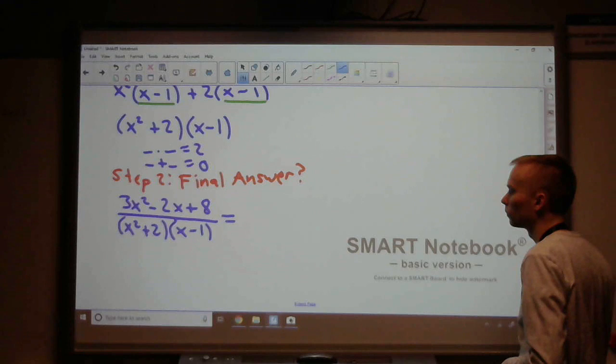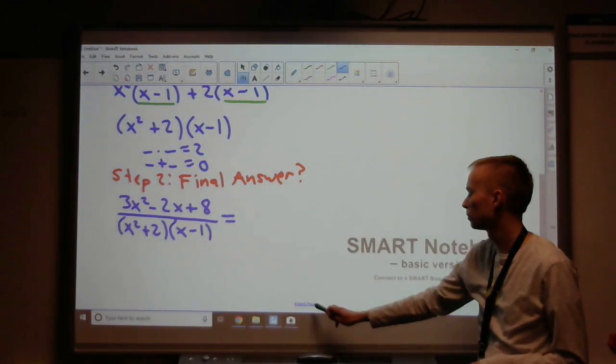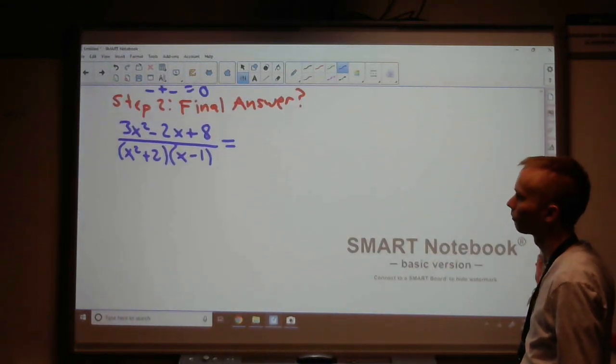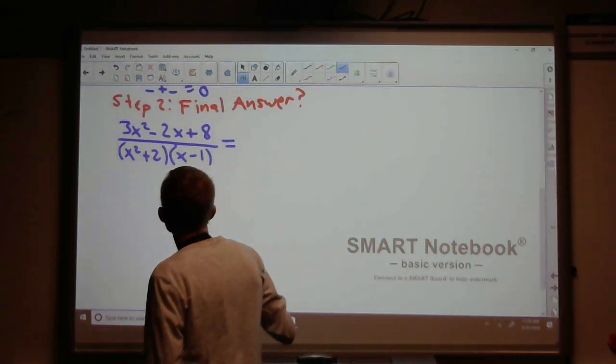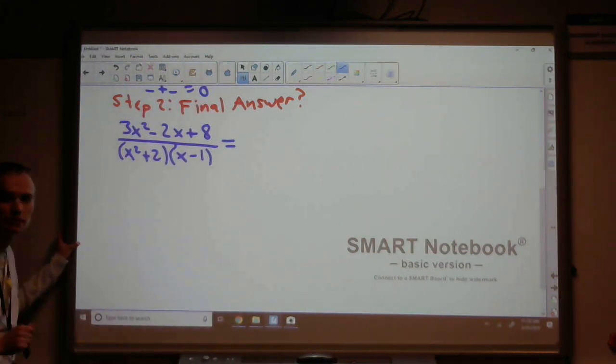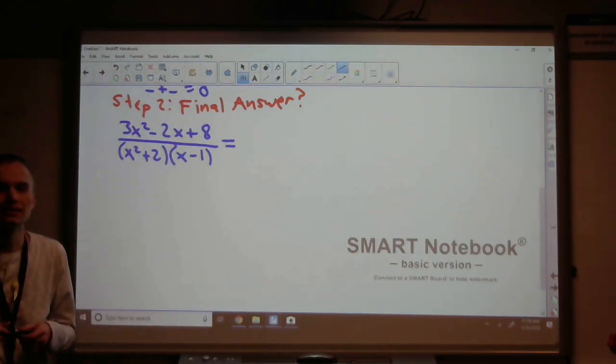So this is what we're dealing with. We're trying to find the partial fraction decomposition of this rational function. Okay, so what am I going to do here? I look at each factor in my denominator. Okay, so I'm going to start with this one. This is an x squared plus 2.